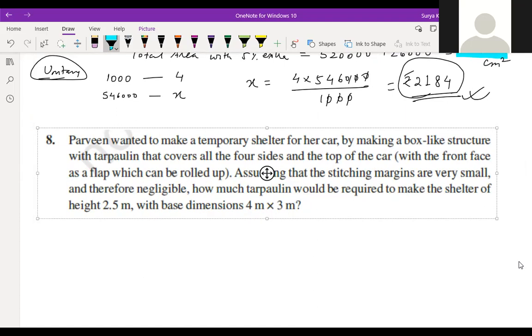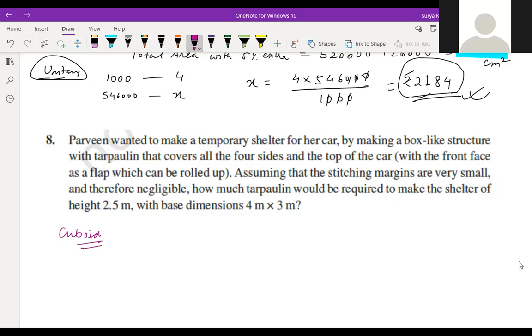With the front face as a flap that can be rolled up, assuming that stitching margins are very small and therefore negligible. How much tarpaulin would be required to make the shelter of height 2.5 meters with base dimension 4 meters and 3 meters? So this shape is what? Cuboid, right, children? This is your cuboid, because here length is 4 meters, breadth is 3 meters.